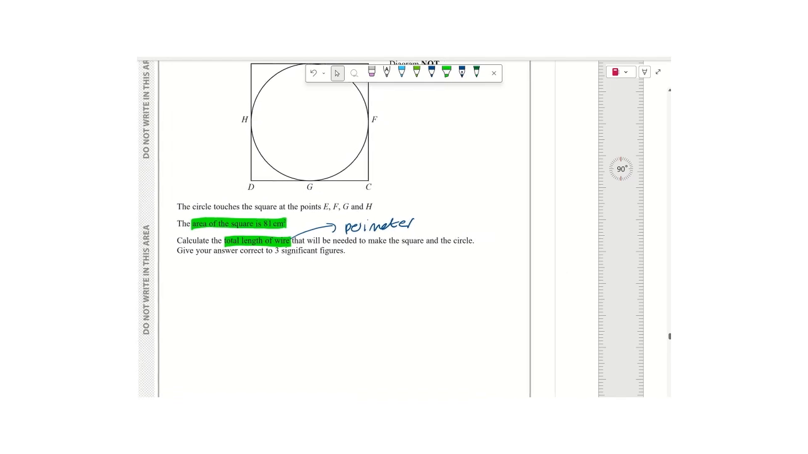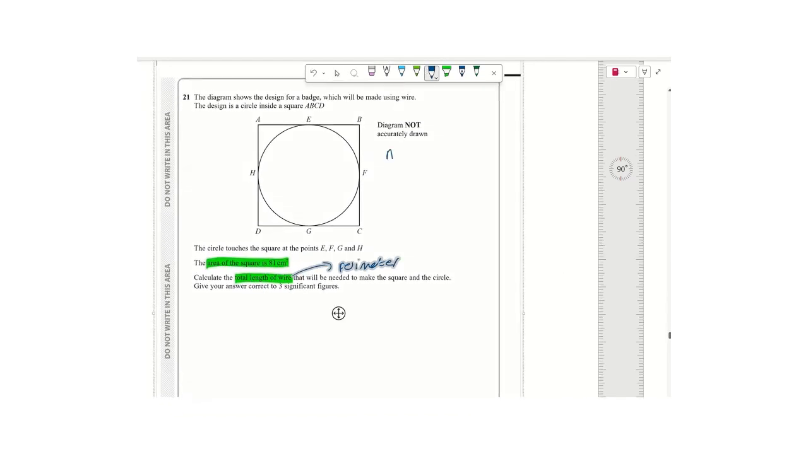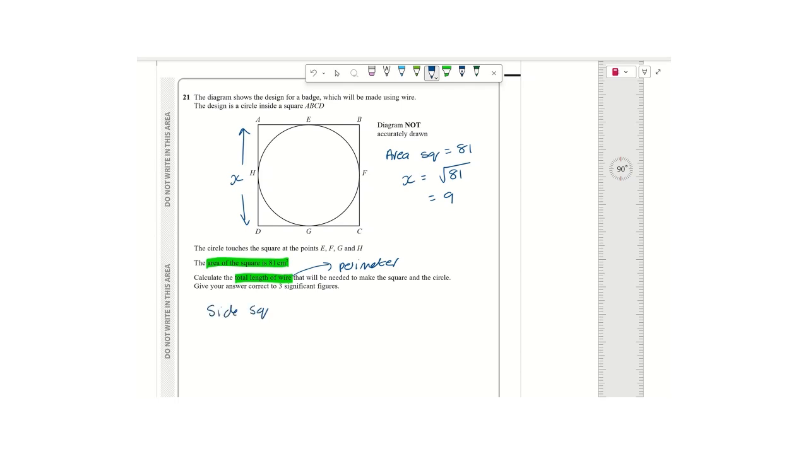So if I know that the area of the square equals 81, then I know working backwards, if I have x as the side of the square, then it's got to be the square root of 81. So it's got to be 9 because x times x would have to be 81. So that means that the side of the square is 9 centimetres, and that's also the diameter of the circle. Yeah, because it goes all the way through the centre of the circle.